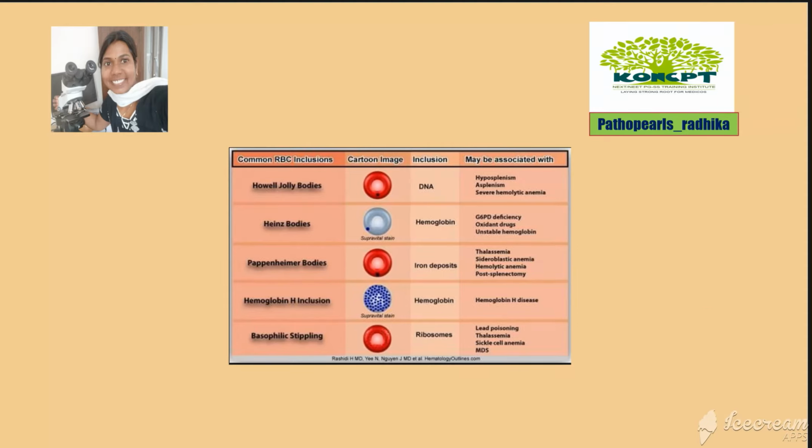So look for the stain. If it's a supravital stain, it's either Heinz body or HbH. You can remember hemoglobin inclusion, 2H: Heinz body and HbH inclusion disease. If it's single, it's Heinz body. If it's multiple, it's an HbH inclusion. And if you have a Leishman stain, look if it is single or granular. If it's granular, it's a Pappenheimer body. Further, you can confirm it by a Prussian blue stain. If it's a single inclusion, it's a Howell-Jolly body. If you have multiple small dots, it's basophilic stippling.